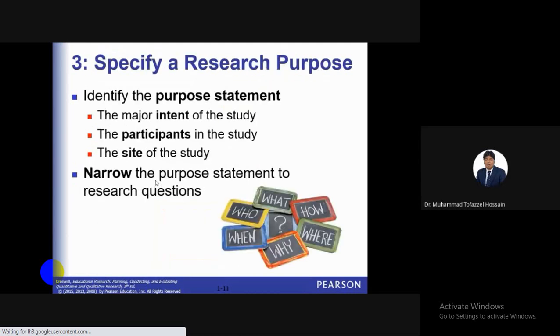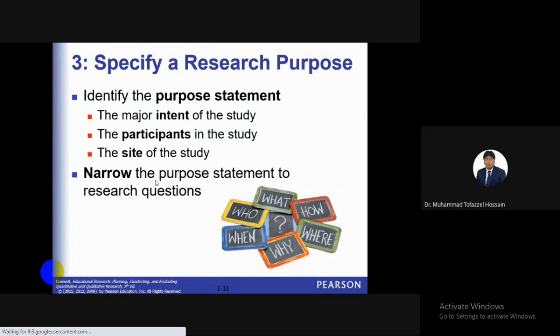Then how can you specify a research purpose? First, identify the purpose statement, or statement of the problem, SOP. First you have to discuss the major intent of the study. Intent means purpose, objectives, right? You have to discuss the objectives of the study. Why would you like to conduct the study? You have to write this. Then the participants in the study. Participants means the people who are involved in the study. Then the site of the study. Site means the place, the area.